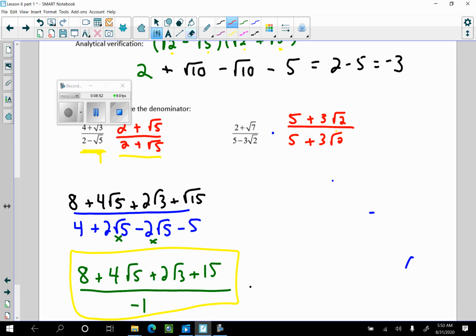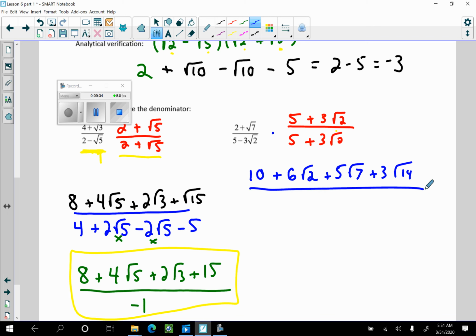And now let's start multiplying away. We'll just do the top. 2 times 5 is 10. 2 times 3 square root of 2 is going to be 6 square root of 2. So you just treat square roots like a variable. Square root of 7 times 5 is 5 square root of 7. And square root of 7 times 3 square root of 2 is going to be 3 square root of 14, 2 times 7.